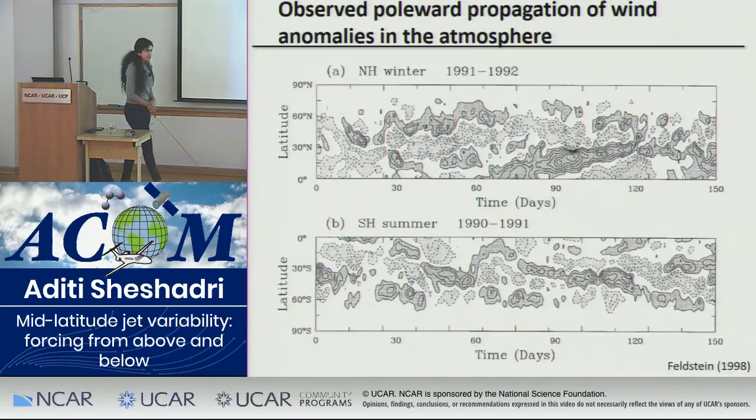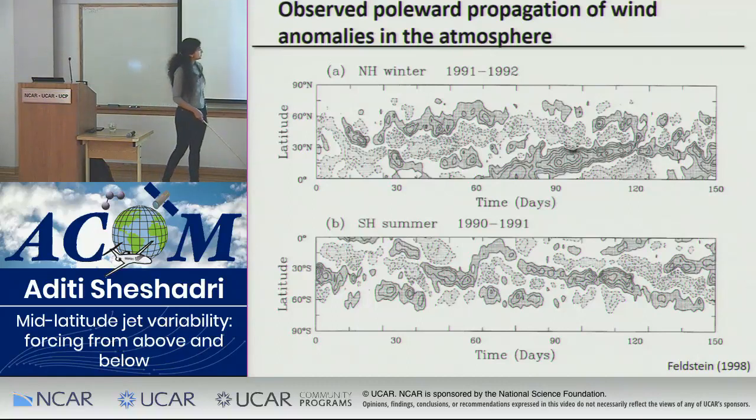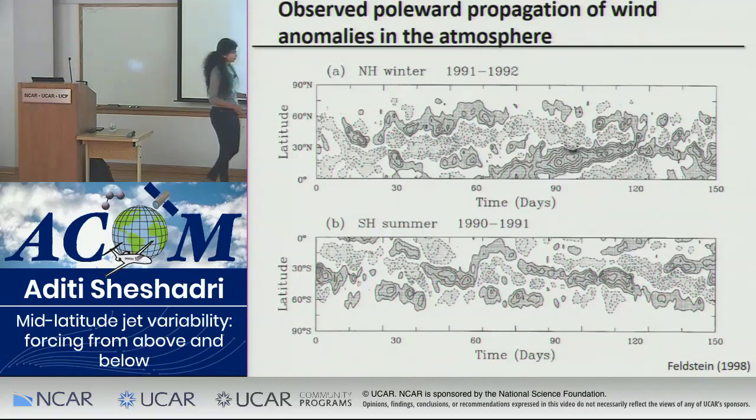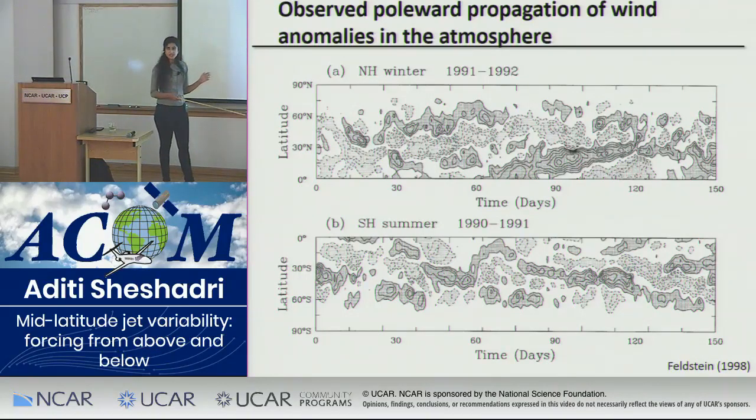Now this brings me to something else. This is again the first instance that I know of this. This is a somewhat oldish paper now by Steve Feldstein. What we're looking at is 150 days. This is a Hovmöller diagram with days on the x-axis and latitude, 0 to North Pole and 0 to South Pole on both of these. And these are integrated zonal mean zonal wind anomalies across the depth of the troposphere, going from the surface to 100 hectopascals.